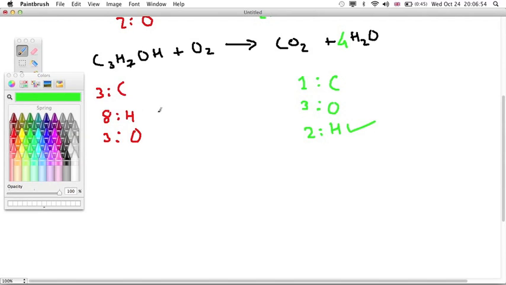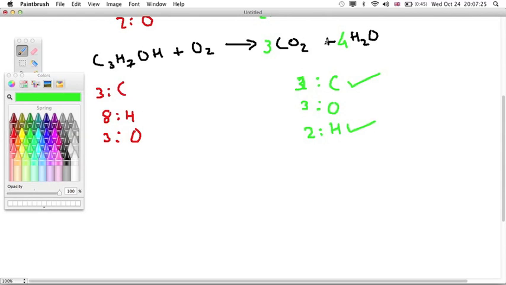Then we have carbon. Carbon is alright. As we remember, carbon is not alright, my bad. We have one carbon here and 3 over here, so then we add a 3 over here. So that becomes 3 carbons, and you have 3 carbons over here, and this is correct.